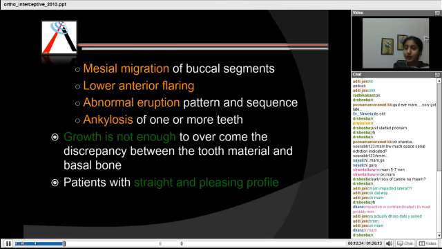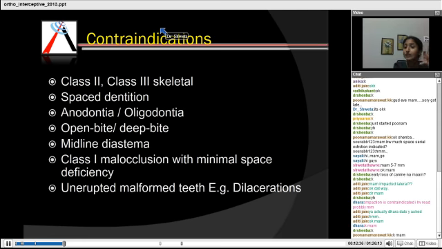Okay, but what are the contraindications? Now when can you not do serial extractions? You cannot do it in class 2, class 3 skeletal, spaced dentition, anodontia, oligodontia, open bite, deep bite, midline diastema, class 1 occlusion with minimal space. For example, if it is 2 mm space deficiency, it is not required to go for serial extractions. You can do something more conservative.